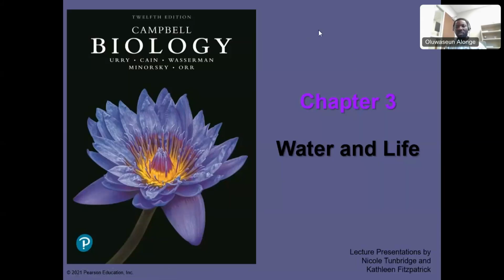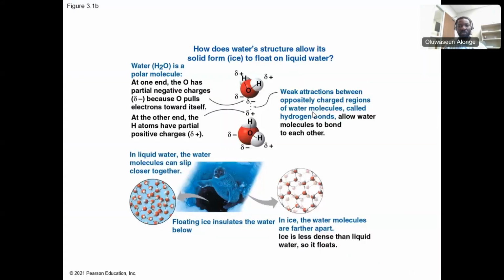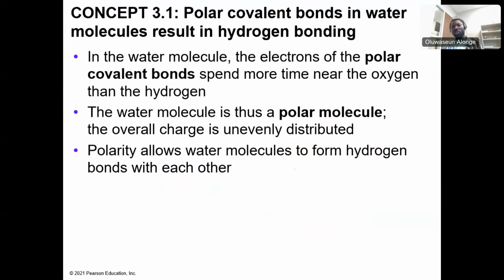Chapter 3, I'll be talking about life, water, and life here briefly. Now, when you talk about water, water is made up of hydrogen and oxygen. The kind of bonds, I talked about that in chapter 2 when I looked at ionic bonds. And I told you, I look at ionic bonds and covalent bonds. And I told you that covalent bonds simply involve sharing of electrons, and there can be equal sharing of electrons or unequal sharing of electrons.